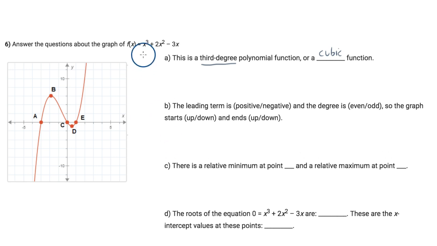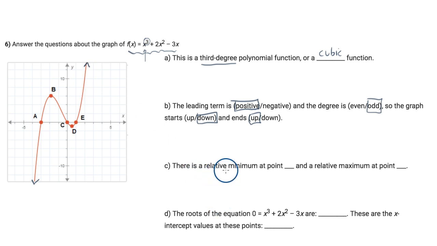When we take a look at the equation even further, we see that the leading term, that's the x to the third term, is positive. There's no negative sign in front of it. The degree, remember our leading exponent, is odd. And so that should tell us that the end behavior should start down and end up. We can confirm that by taking a look at the graph, where we see here clearly that to the left, the graph starts down, and to the right, it ends up.